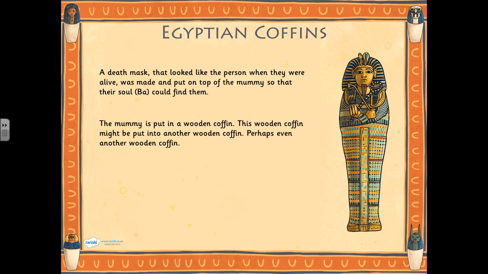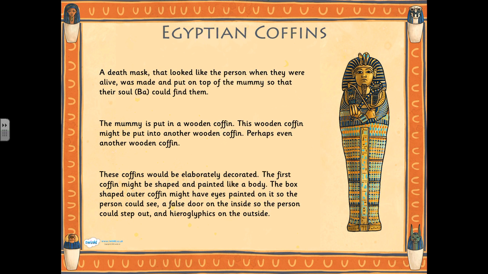The mummy is put in a wooden coffin. This wooden coffin might be put into another wooden coffin, perhaps even another wooden coffin. It's such a complicated process. And these coffins would be elaborately, so beautifully decorated. The first coffin might be shaped and painted like a body. The box-shaped outer coffin might have eyes painted on it so the person could see. A false door on the inside so the person could step out. And hieroglyphics, special Egyptian symbols that we'll look at later in the term, on the outside.